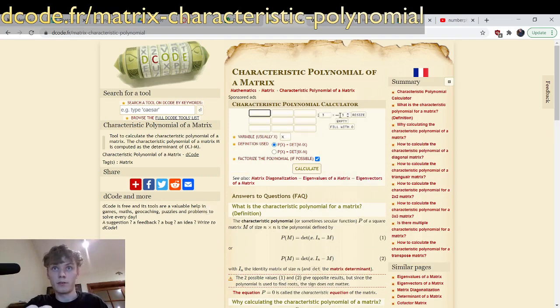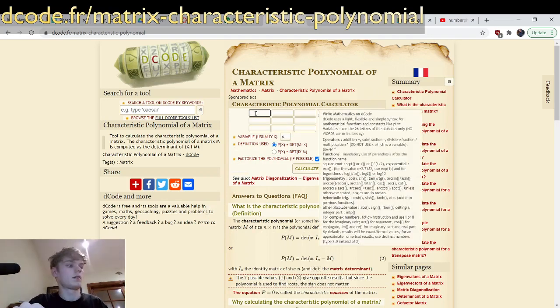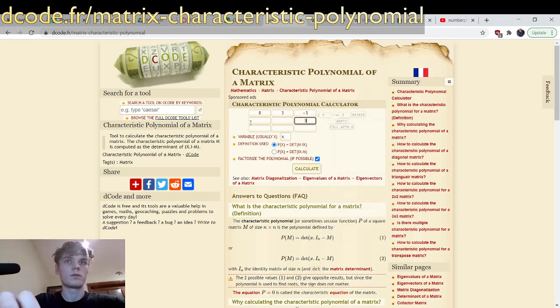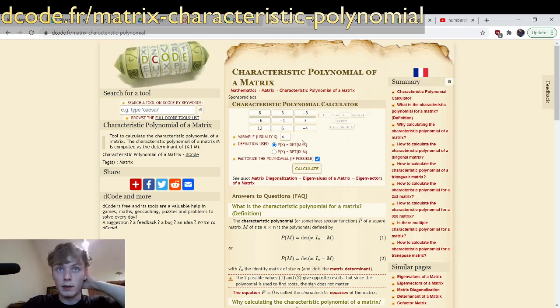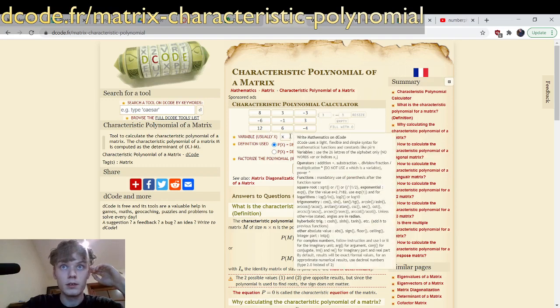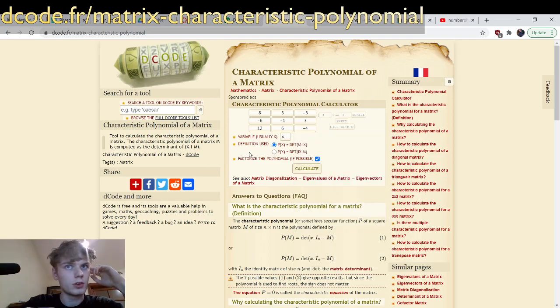To find the characteristic polynomial using this website, you can specify the size of your matrix, 3 by 3, and then you just plug in what your matrix is. That's easy. Minus 6, 1, 12, 6, minus 4. And I want to factorize the polynomial, if possible, and calculate.